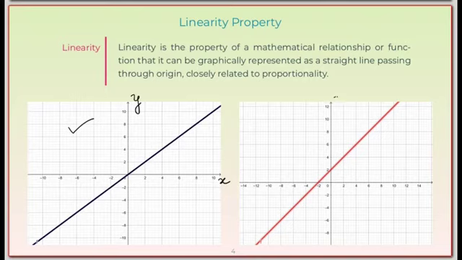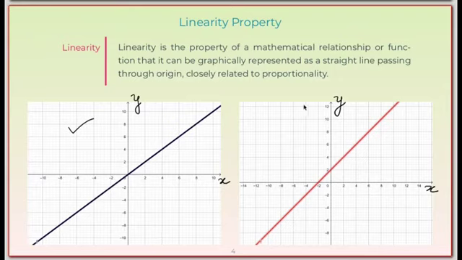Whereas in the second case you have output y and input x, and again the relationship between x and y is a straight line, but it is not linear, you can say it's proportional. It is not passing through the origin, right?